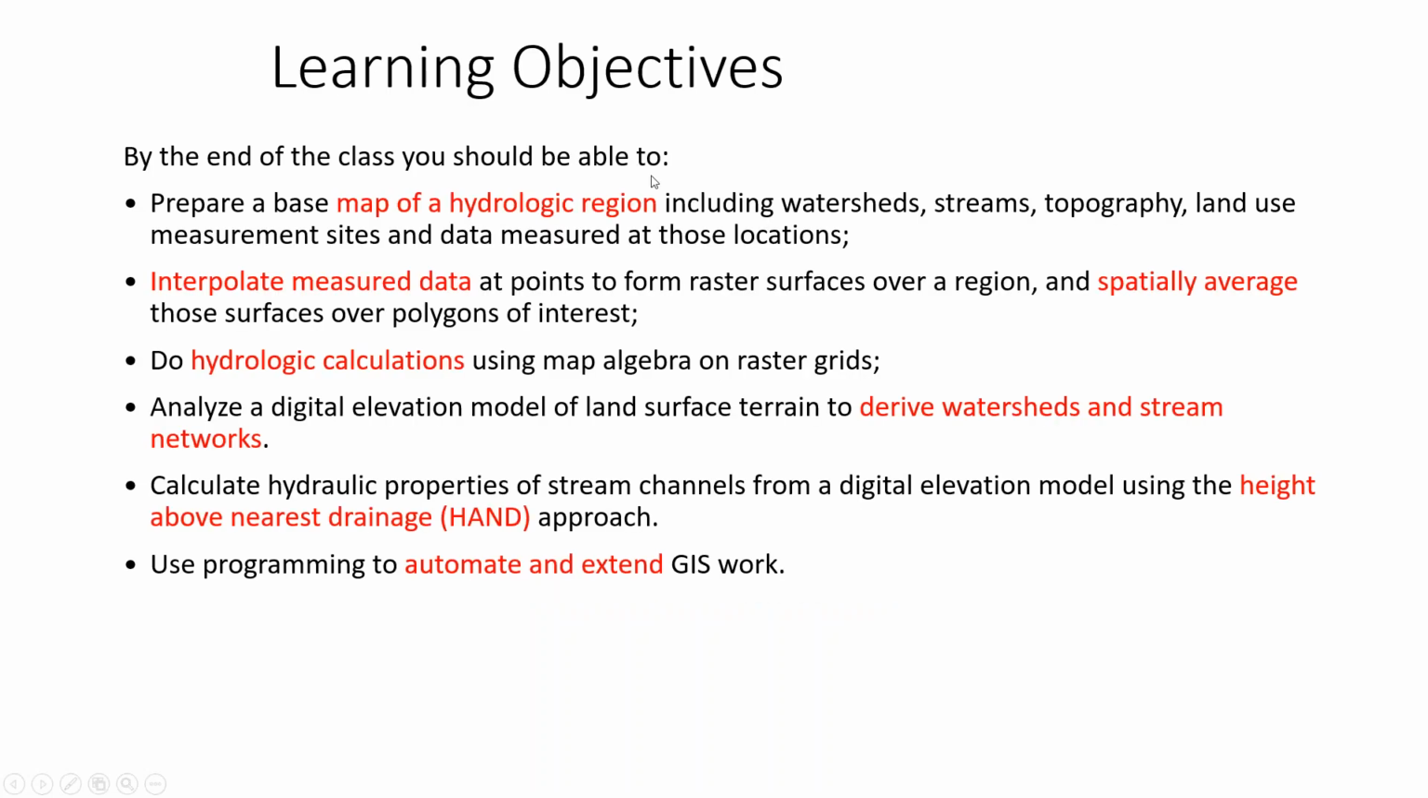So the learning objectives: by the end of the class, you should be able to prepare a base map of a hydrologic region, including watershed, streams, topography, land use, measurement sites, and data measured at those locations. And the first exercise will focus on that.